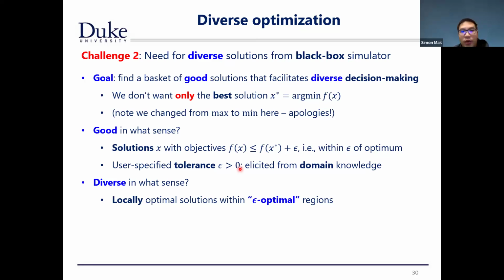Now we also have to think about how we define diversity. One way of defining diversity is to first define these regions which are epsilon optimal on my parameter space. What I want to do is think about identifying all locally optimal solutions within these epsilon optimal regions as well.